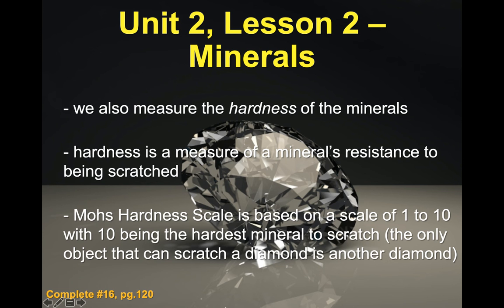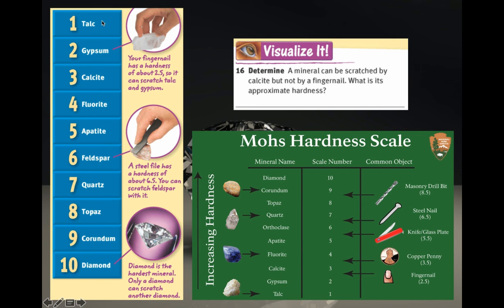We measure it on the Mohs hardness scale, and we'll be doing work with this next week. A scientist by the name of Friedrich Mohs came up with it. The Mohs hardness scale is based on a scale of 1 to 10. 10 is the hardest. So the only object that can scratch a diamond is another diamond. So think about that. Here is the Mohs hardness scale. Again, 10 is a diamond. 1 is talc, which is like baby powder. Here's everything in between.